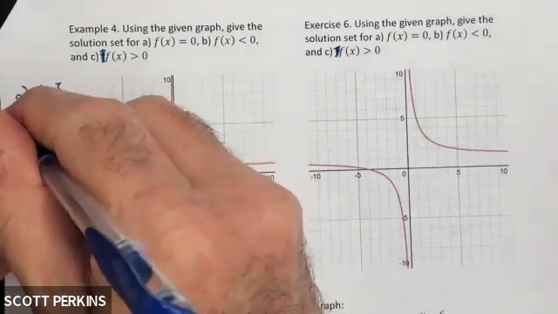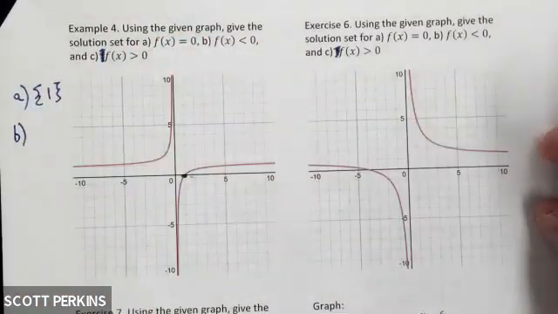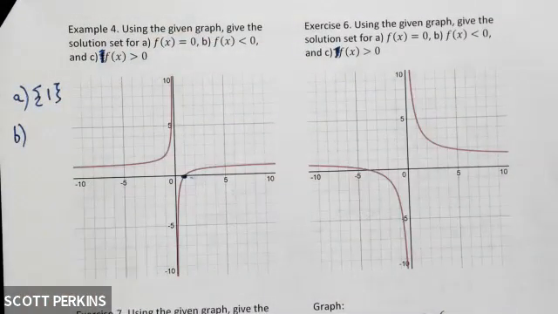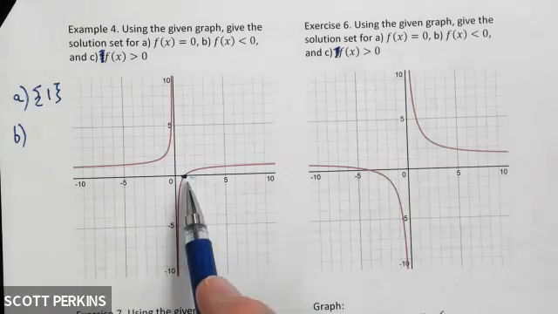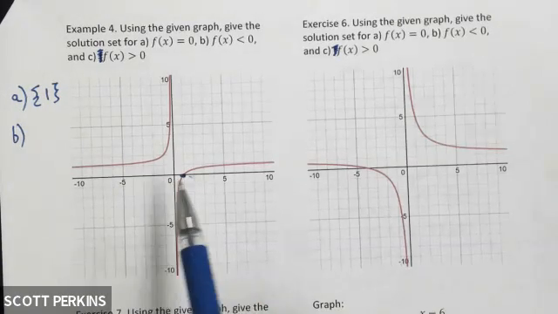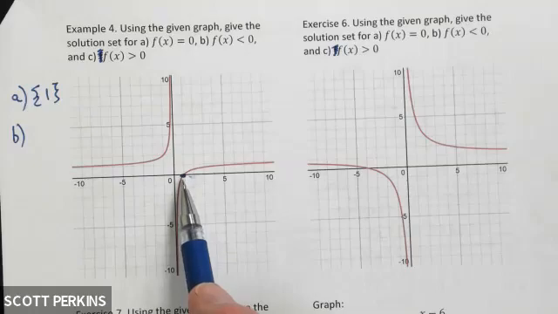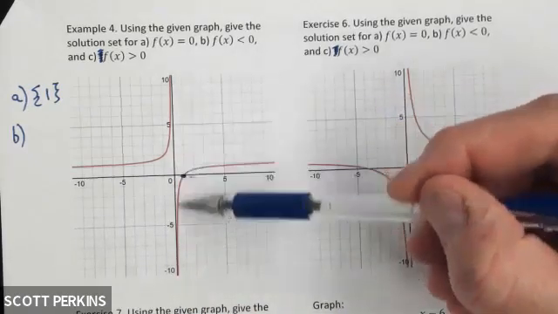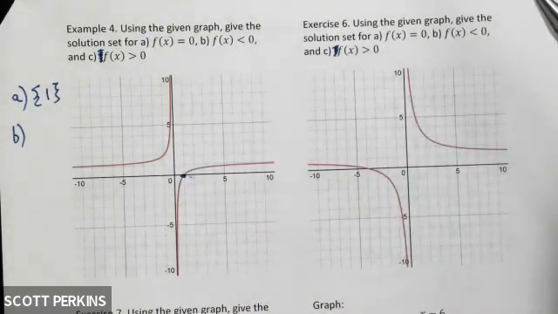Okay. The B problem says, where is this function less than 0? So where is it below the x-axis? So do this for me. That is in one part of the graph. What we're doing here with the graph is what we just did on the number line. We've just identified the point of equality. We can see the asymptote here. So we have 3 intervals on this graph now.